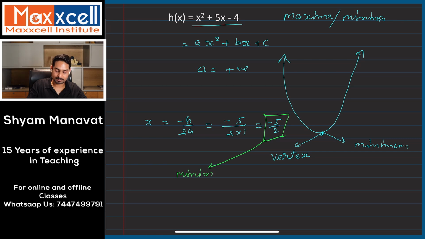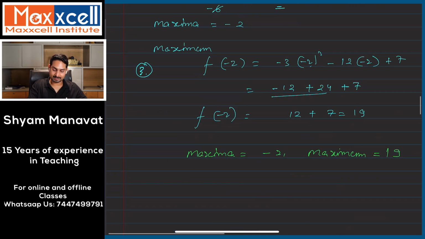Guys, don't get confused. I've seen some students marking value of x as minimum. That is not minimum. Understand, minima is different, minimum is different. Minima is the value of x, minimum is the value of y or the value of the function. Okay, so if you want to find out minimum, you can substitute minus 5 by 2 in this function and then get the value of h of minus 5 by 2. Okay, as we have done in the previous question.